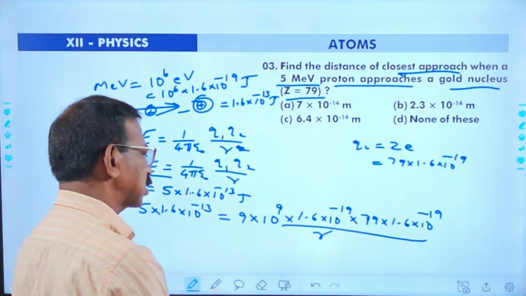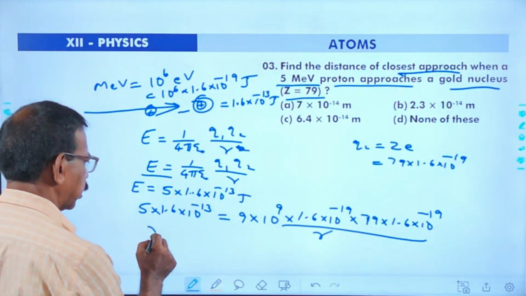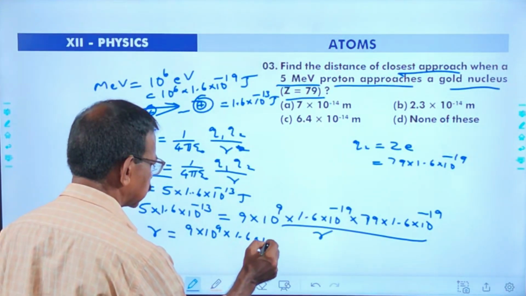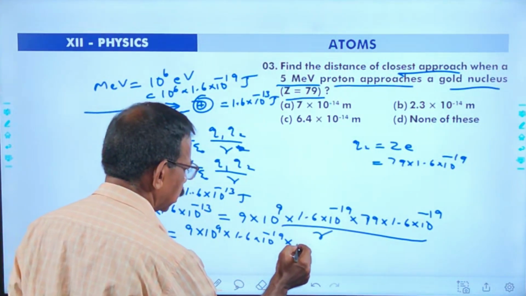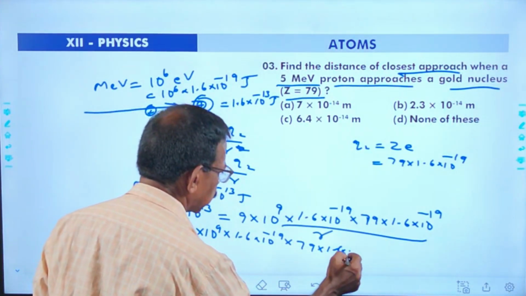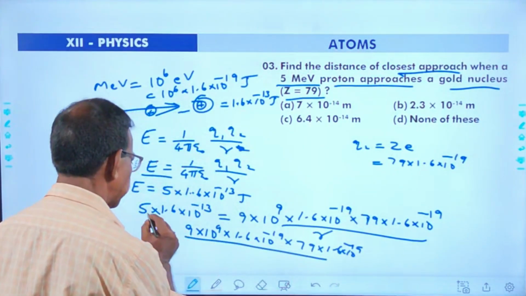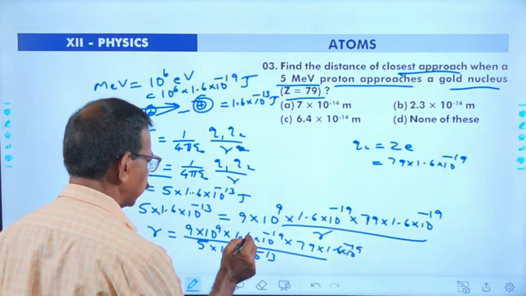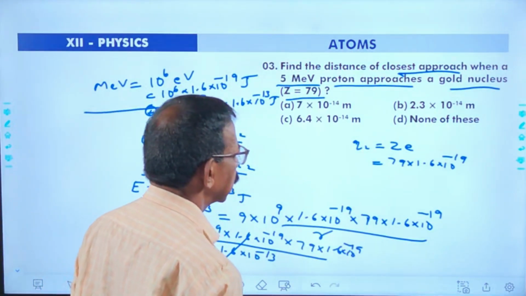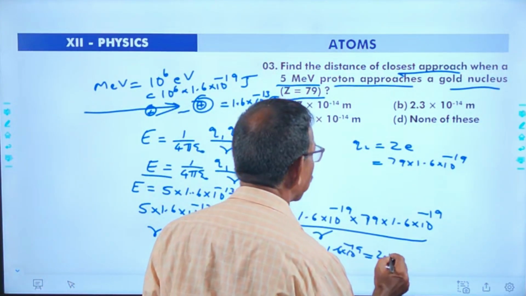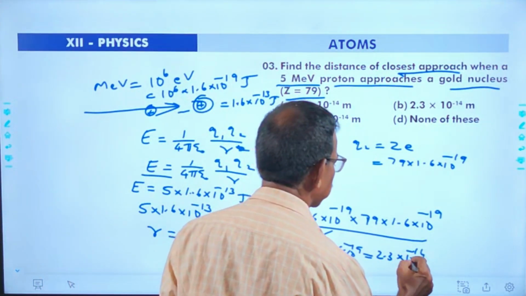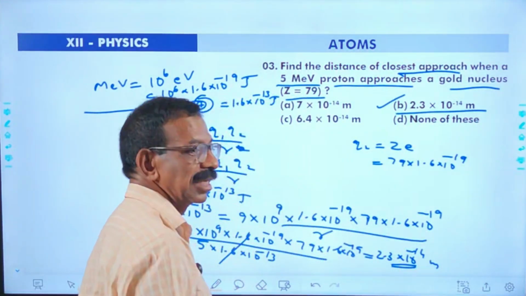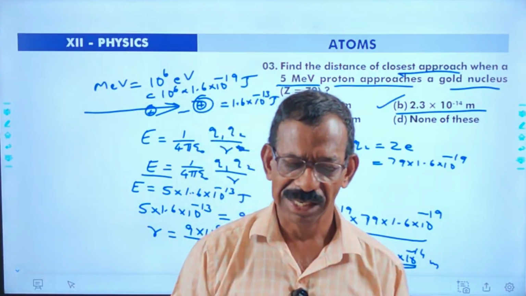We have to calculate this R. That is, R equals 9 into 10 raised to 9 into 1.6 into 10 raised to minus 19 into 79 into 1.6 into 10 raised to minus 19, divided by 5 into 1.6 into 10 raised to minus 13. On simplification we get the answer 2.3 into 10 power minus 14 meter. The correct answer is option B. It is 2.3 into 10 raised to minus 14 meter.